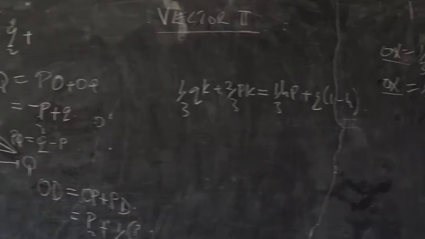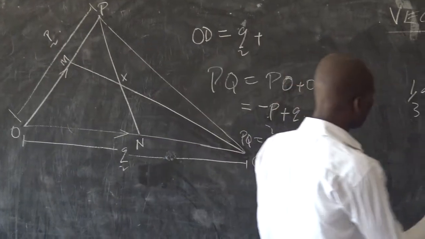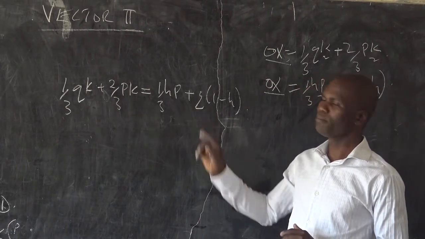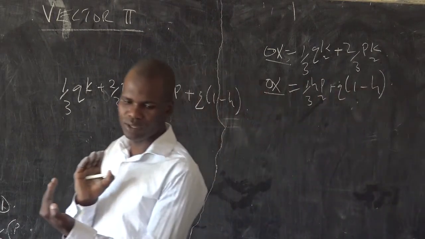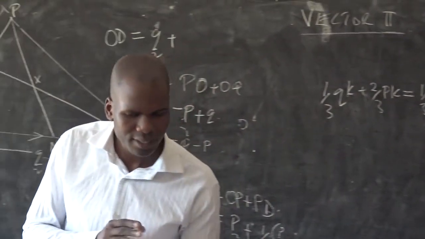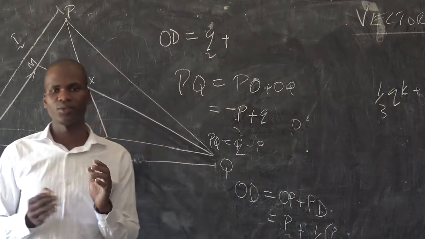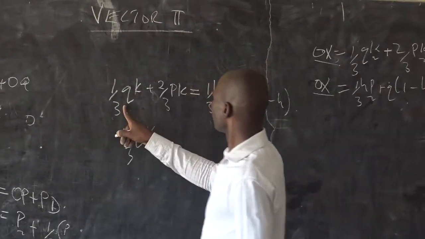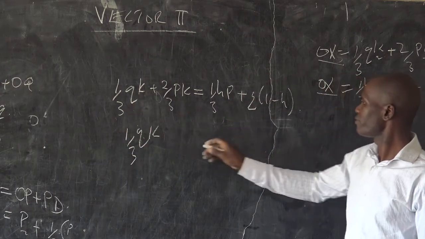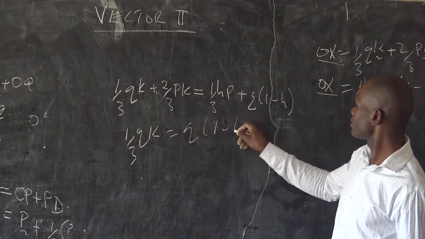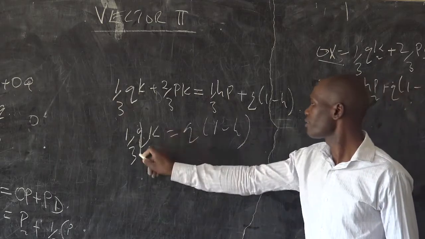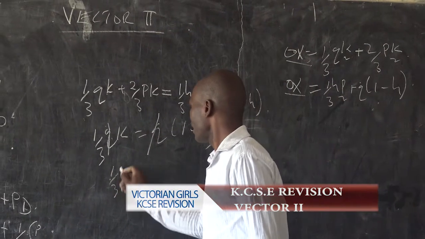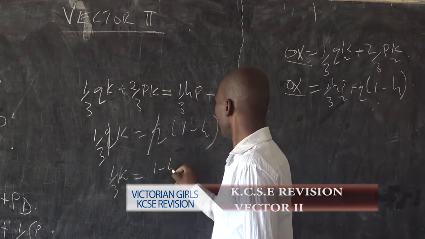That is the way. So after equating these two equations, what do we do? We have Q and we have P. Take the terms with the P, you equate them, and the ones with the Q, you equate them together. So like we have a third QK on this side, the other side we have Q into 1 minus H. So then we have Q's, they cancel out. So we have a third K equals 1 minus H.